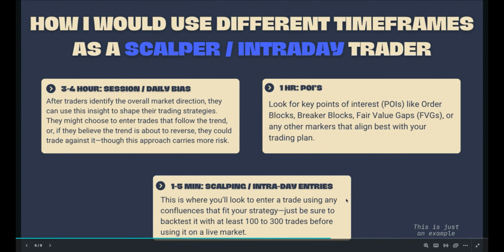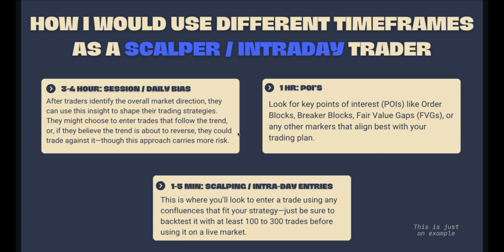Okay, so this is just an example, guys, just an example. This is not an actual strategy of mine, well, at least not yet. I don't know how I would use different time frames as a scalper. So you could use the 3 to 4 hour for your session or daily bias. After traders identify the overall market direction, they can use the insights to shape their trading strategies. They might choose to enter trades that follow the trend, or if they believe the trend is about to reverse, although don't trade reversals, they could trade against it, though this approach carries more risk.